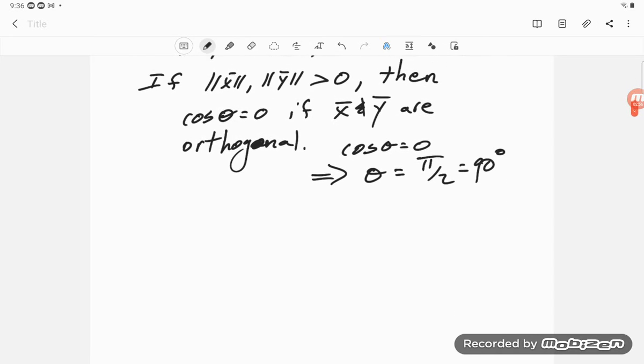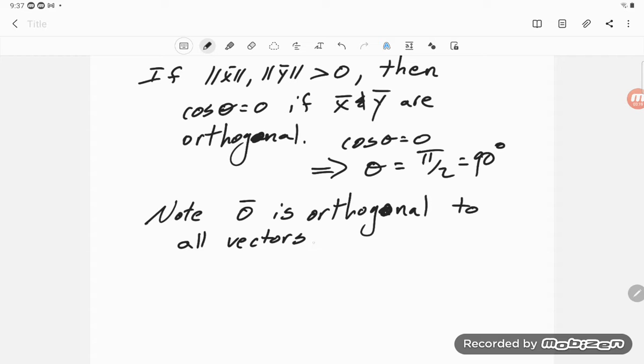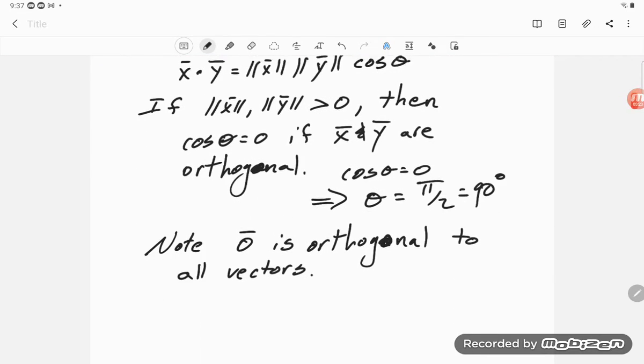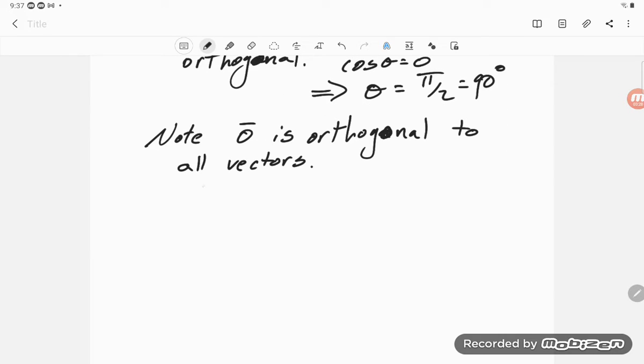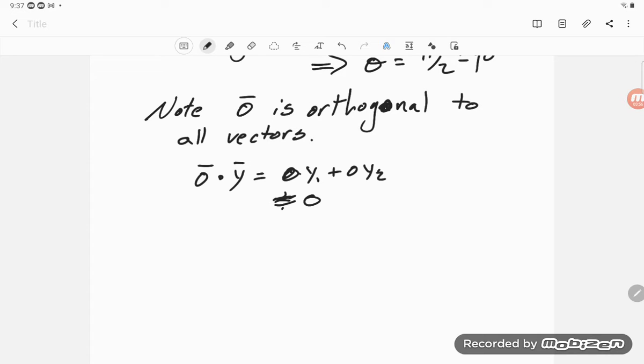However, orthogonality is a more general sort of idea because, note, the 0 vector is orthogonal, I keep wanting to put an A there, orthogonal to all vectors. Because this definition of orthogonality never says x and y have to be greater than 0, if I take the dot product of 0 with some vector y, I get 0 times y1 plus 0 times y2, and I could keep going to more dimensions, but that's 0. So 0 is orthogonal to all vectors. Well, it's not perpendicular to all vectors. So you see, this is a more general concept.